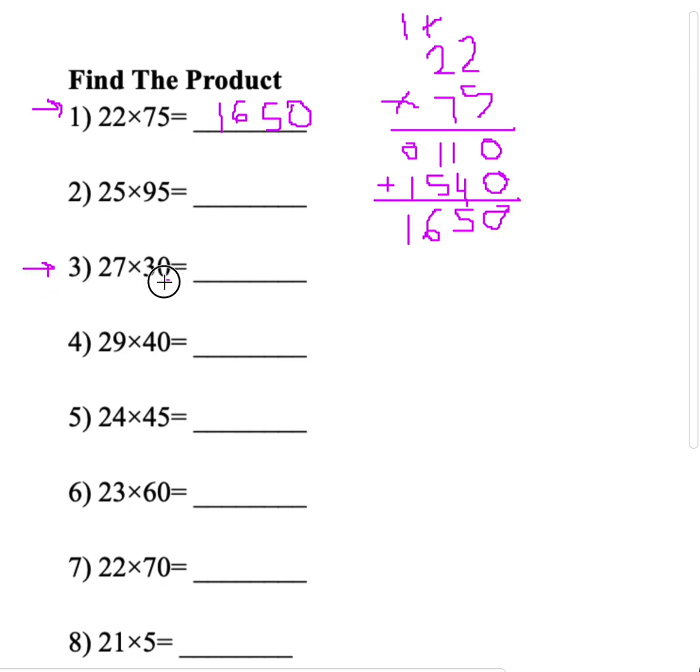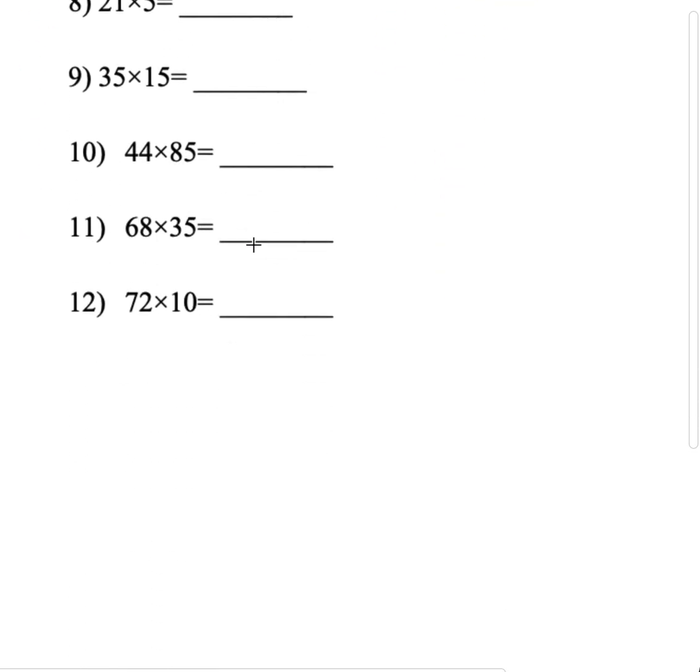Let's also look at number 3. So if we remember our 0 rule, we can just multiply 27 times 3. So let's do that first. 27 times 3. 7 times 3 is 21, so we can add the 2 here. 2 times 3 is 6. 6 plus 2 is 8. And because we had that extra 0, we can add it back in there. So that means the answer also has a 0. So 27 times 30 is 810.